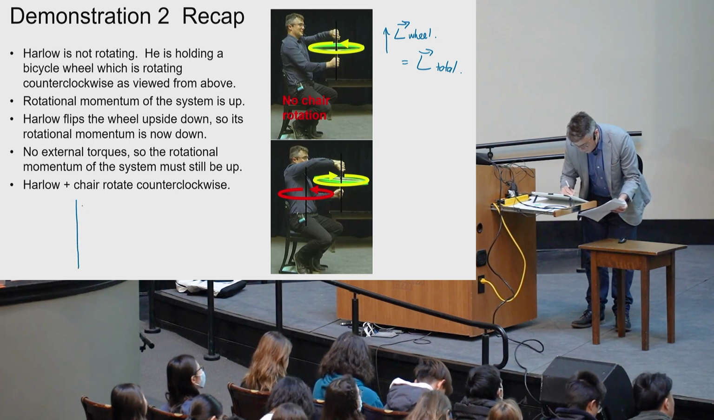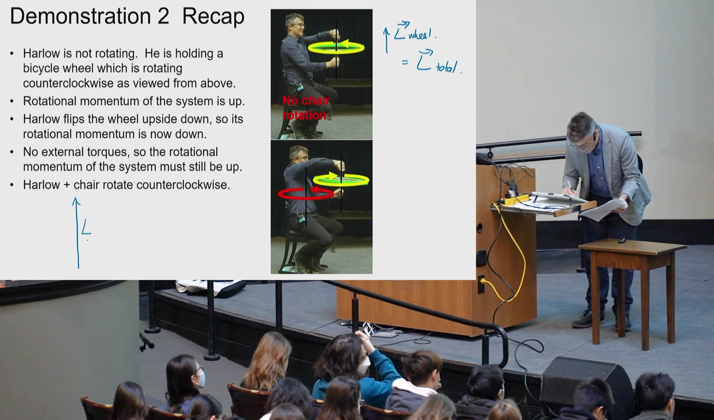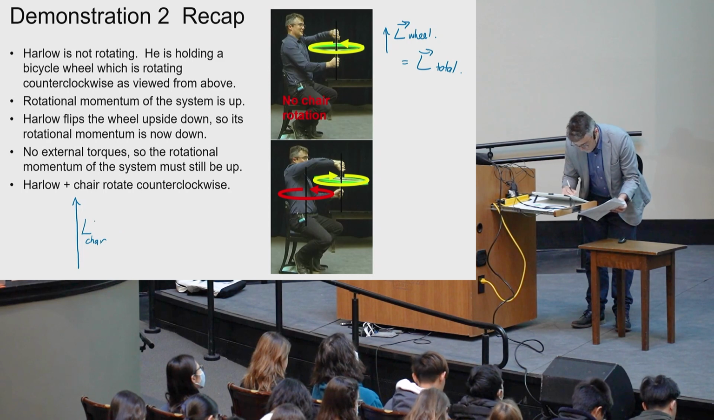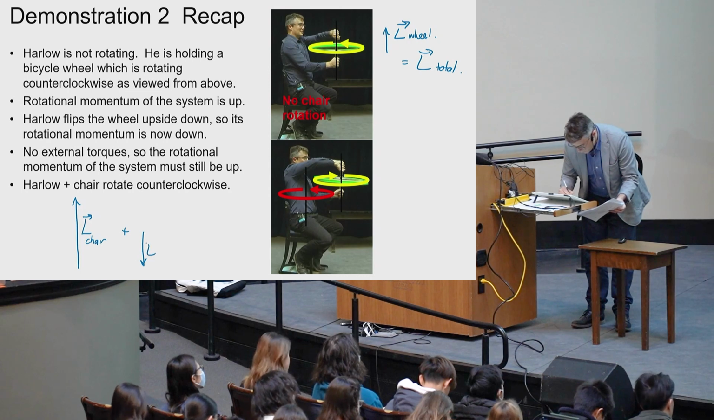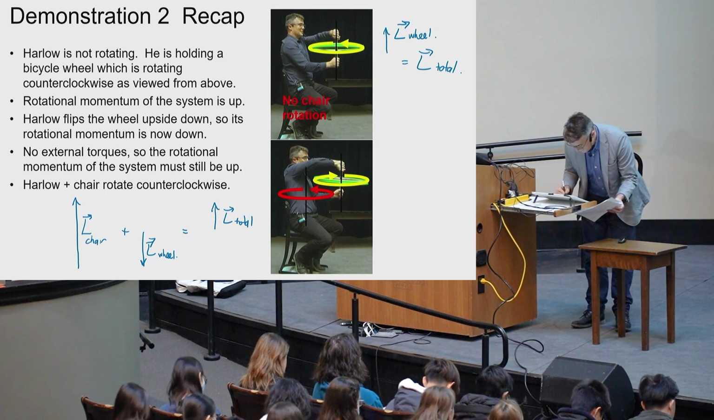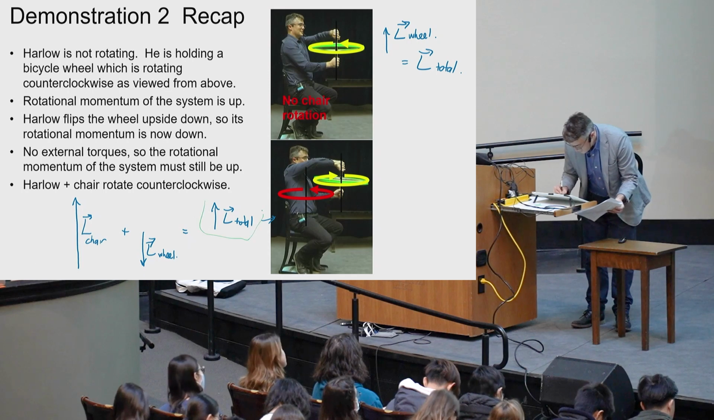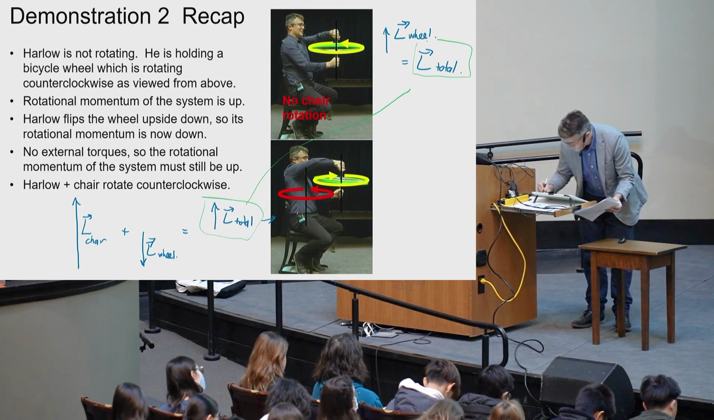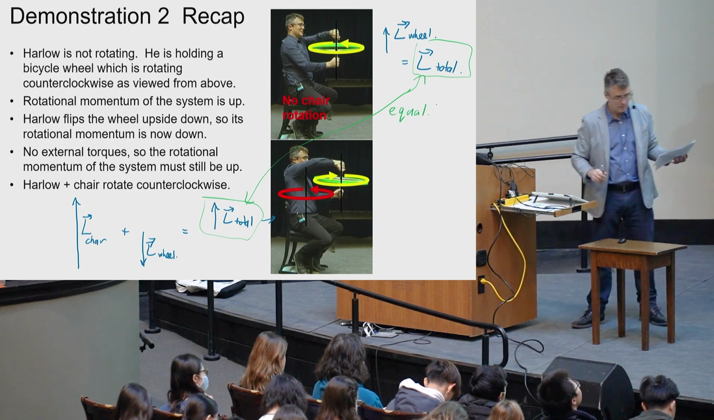I might show it like this. L chair is up, and then I've got plus L wheel, because now the wheel has it downward, but the sum will be L total. So that's for this whole situation. And the idea here is that this and this are equal. They're both up. I think that's how that demo worked.